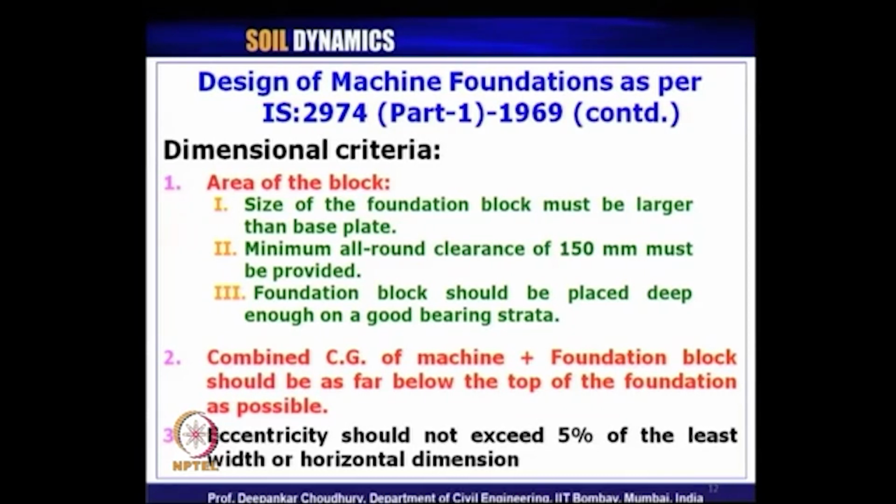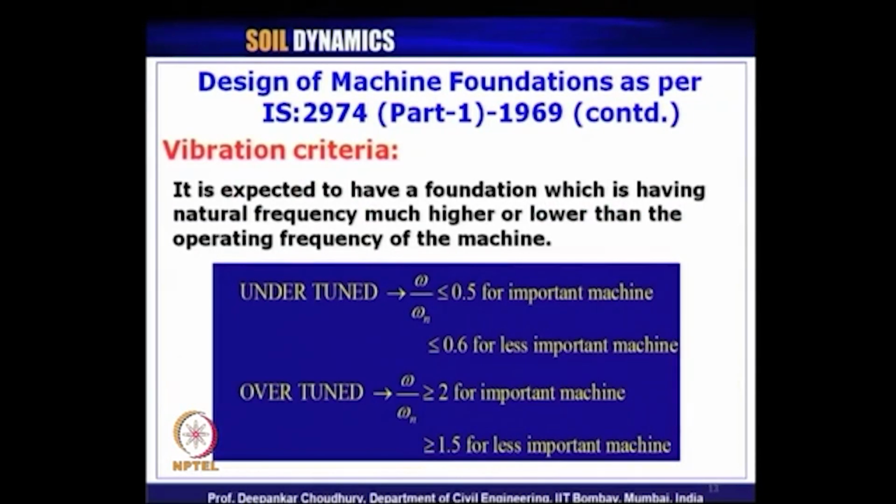Then the combined CG of the machine and the foundation block should be as far below as possible from the top of the foundation to avoid any kind of unbalanced force or rotational force coming on the foundation. And eccentricity of the load should not exceed 5% of the least horizontal dimension of the foundation, so that no tensile pressure generates at the base of the footing, that we know from the static analysis also.